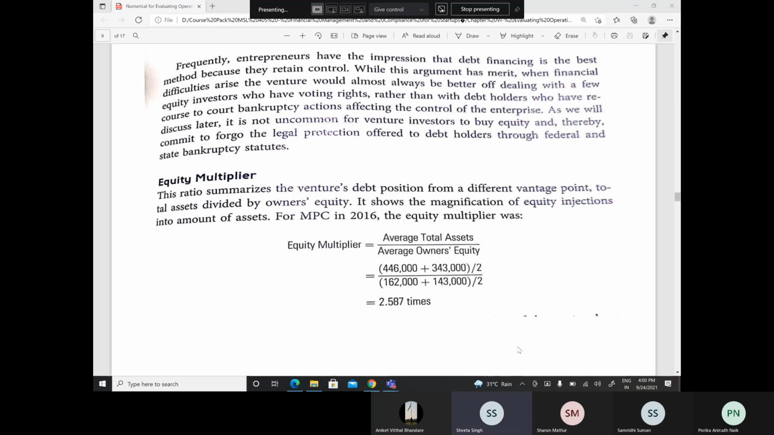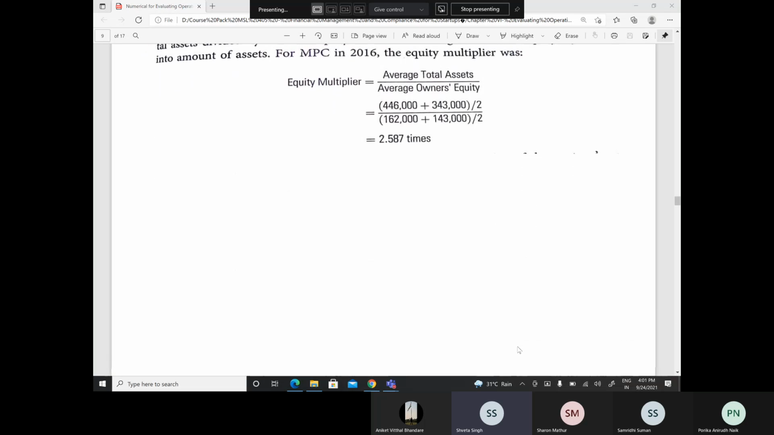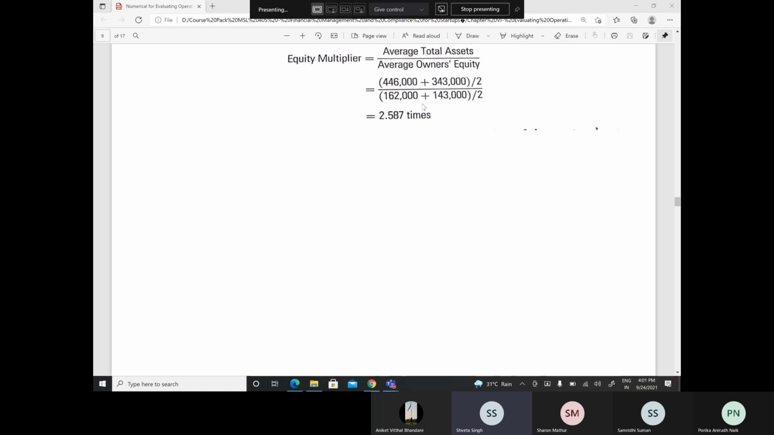So here we look at another ratio, which is called the equity multiplier. This ratio summarizes the venture's debt position from a different vantage point: total assets divided by owner's equity. It shows the magnification of equity injections into the amount of assets. For MPC in 2016, the equity multiplier was average total assets upon average owner's equity. We already know the value of average total assets. Average owner's equity was (162,000 plus 143,000) divided by 2, which gives 2.587 times.